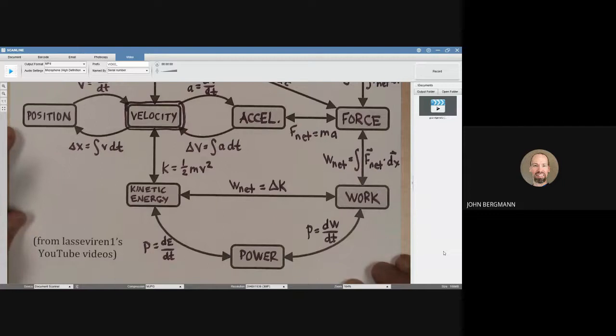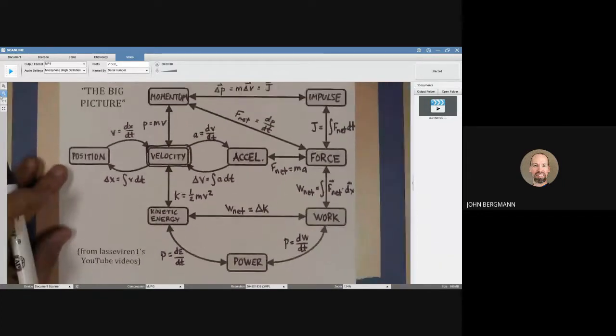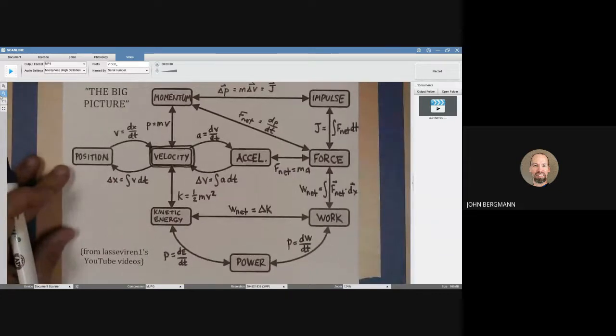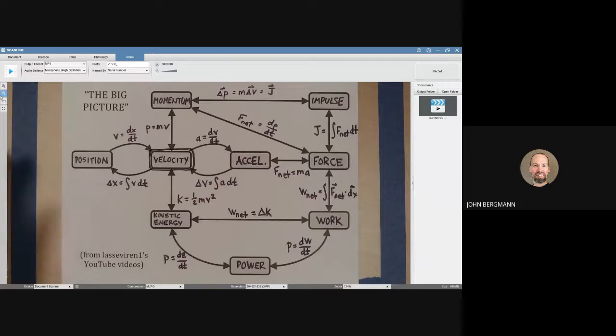So what this diagram is showing, maybe I can get all this on one screen, at least for a short time here. There you go. We have Lassevere in 1 to thank for this big picture. It's a pretty handy diagram when you're given something in a physics problem and you're asked to calculate something else and you think, how can I get from here to there? You might want to refer back to the big picture.